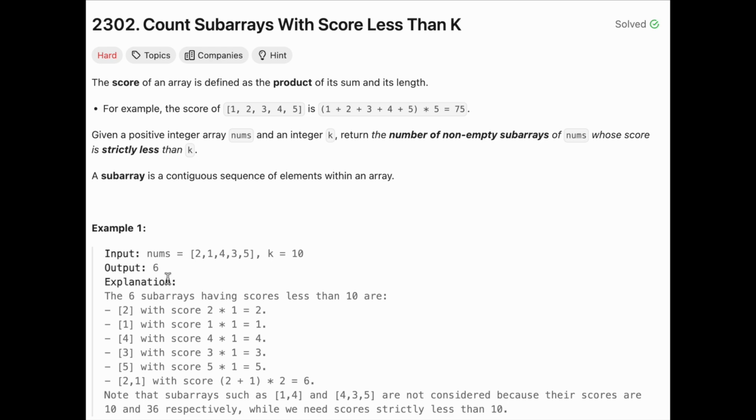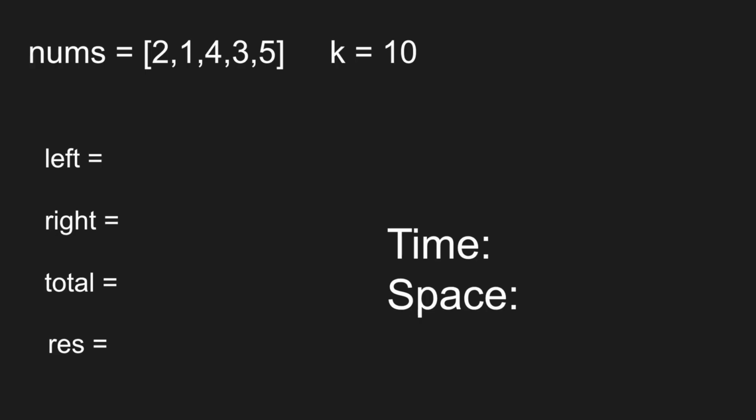So now that we have seen some examples, let's get to how we can solve this problem. One way that we can solve this problem is to use sliding window. We will start the left pointer and the right pointer both at the very left. As we iterate with the right pointer, we're going to add the element at the right pointer to the total. And each time we iterate, we will take the total times the right pointer minus the left pointer plus 1. And if it is less than k, then we will add the length of the subarray to result.